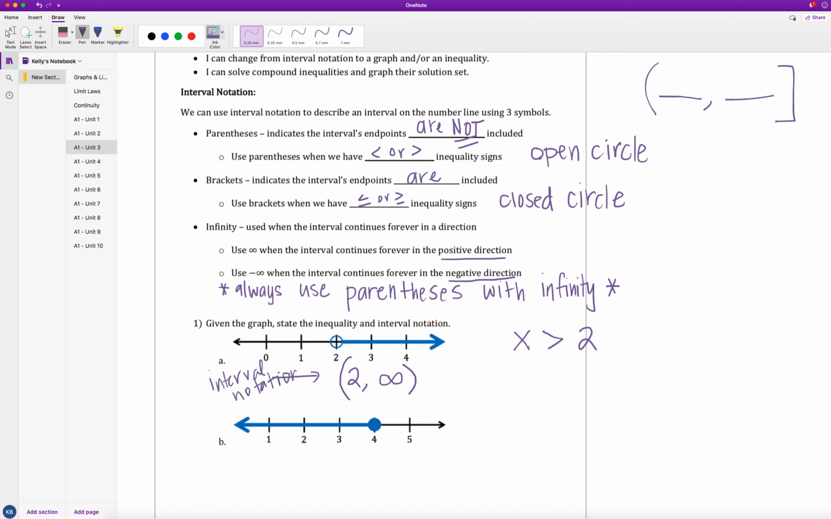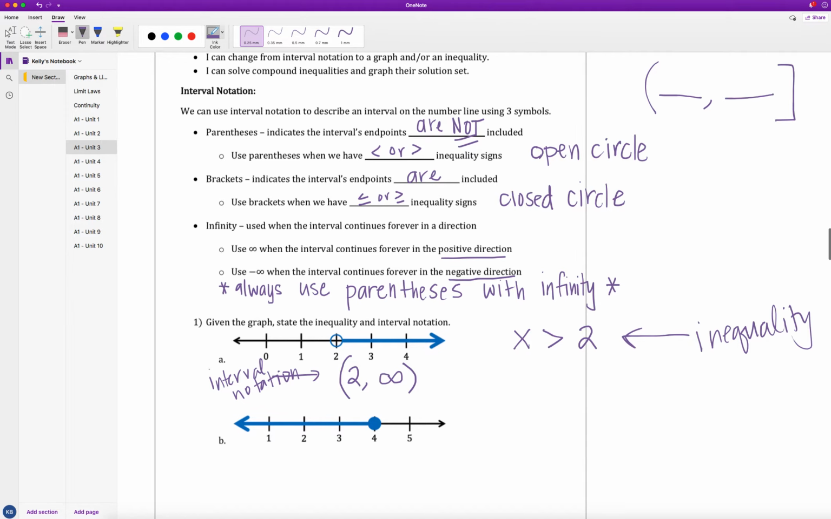So we can see how it looks like a coordinate pair, because it's something comma something else, but it's really representing an interval along a number line. So I'm going from 2 all the way to infinity, not including my starting point of 2, since there is an open circle there. And then this over here, just to make sure we know, is our inequality. So we answered both parts of the question, the inequality and the interval notation.